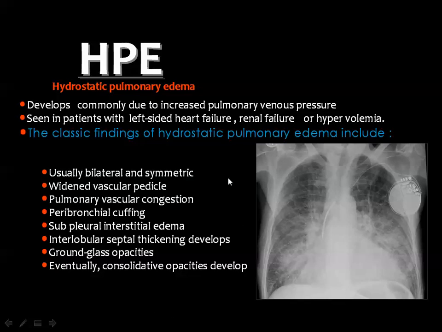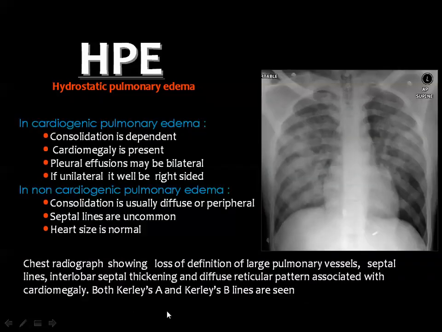The changes are usually bilateral and symmetric, and you get enlargement of the vascular pedicle, pulmonary vascular congestion with distension of the upper lobe vessels, subpleural interstitial edema with development of interstitial opacities, including the B and A Kerley lines, ground glass opacities, and sometimes consolidative opacities denoting the development of pneumonia.